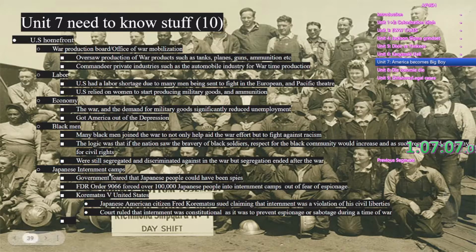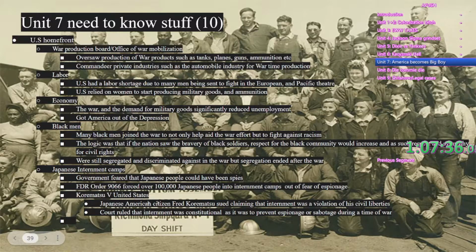Now, for the Japanese internment camps, the government feared that Japanese people could have been spies. So FDR issued Executive Order 9066. You could remember it like Order 66, which forced over 100,000 Japanese people into internment camps out of fear of espionage.